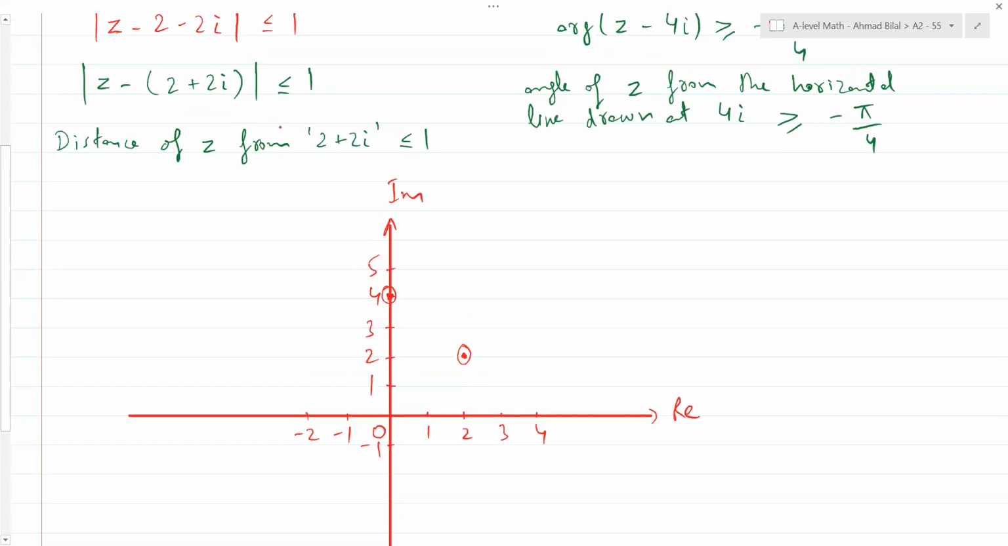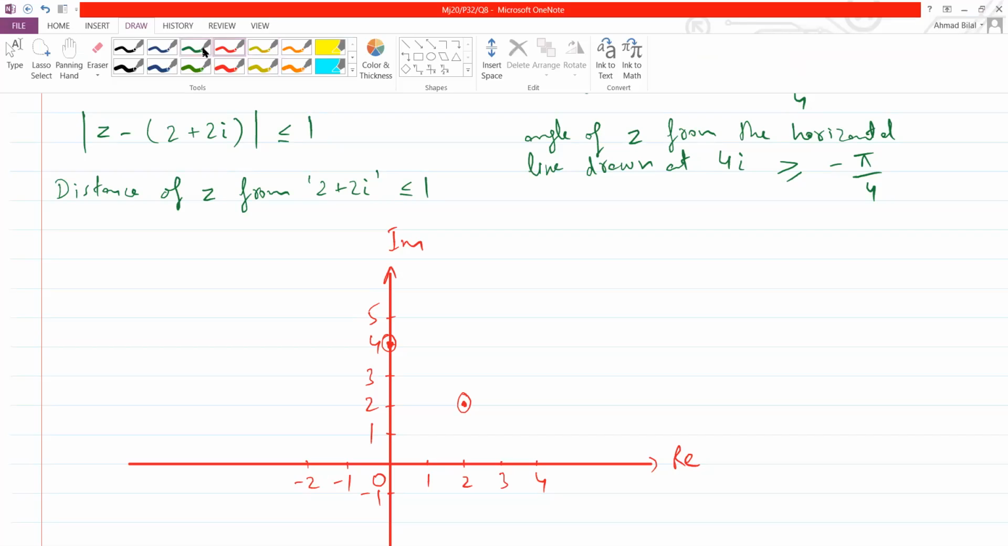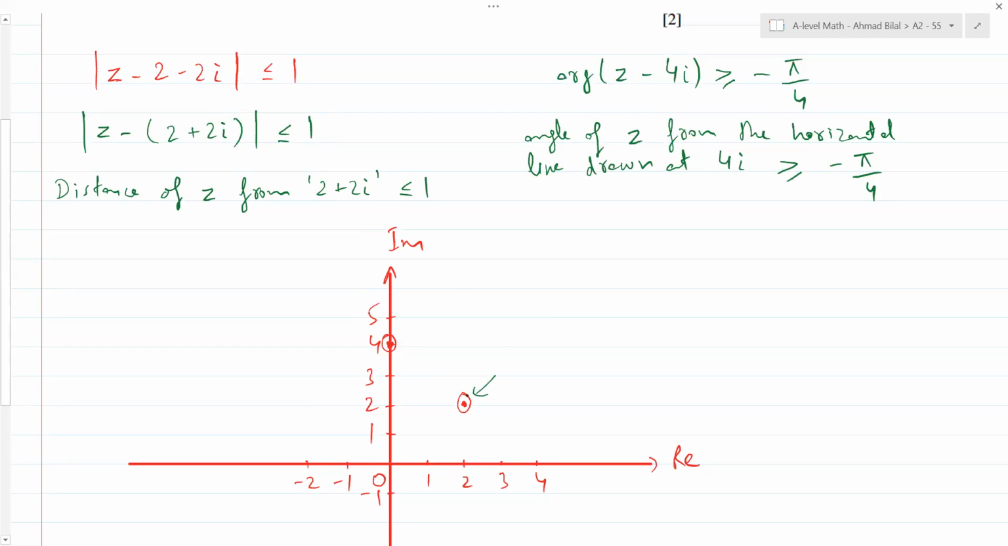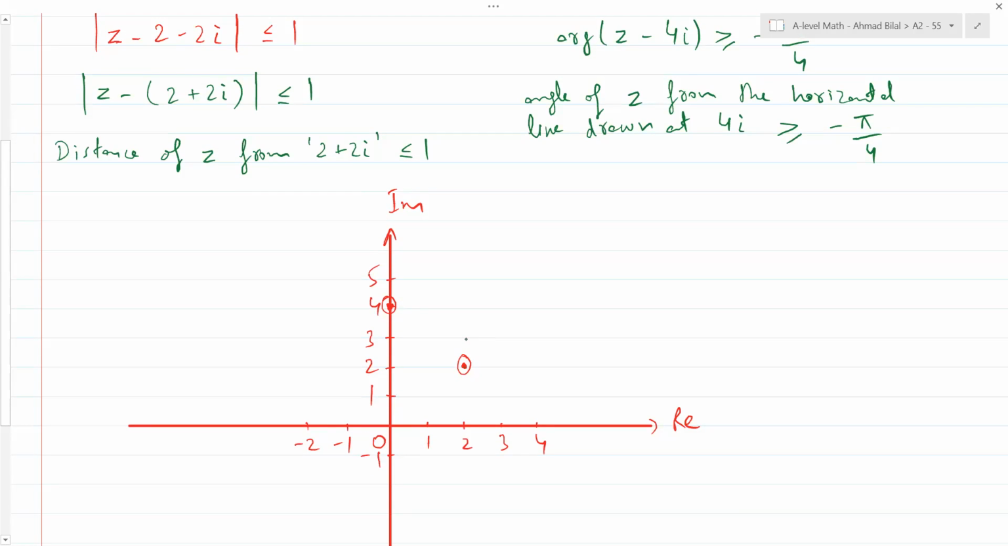Now, how can we be less than or equal to 1 unit away from this point? What do you think? It's going to be a circle. Yes, it will be a circle. We're talking about one single point, and the distance from that point should be less than a specific number. We draw a circle with this center and radius 1. Radius 1. So we draw a circle here. You should use a compass for this. Make sure you draw a square grid and use it to make the circle. So this is what I'm getting.